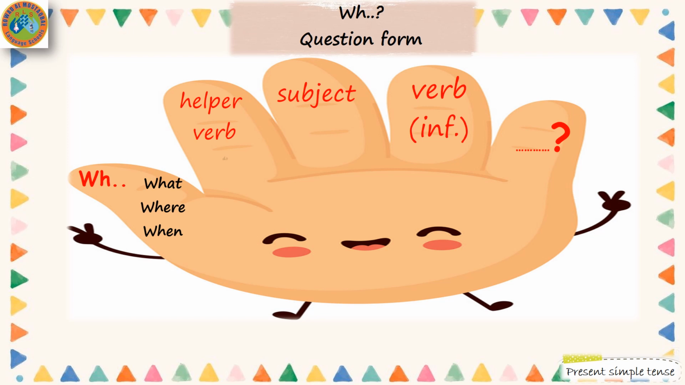If I put do, the subject will be you or we or they. If I put the helper verb does, that means the subject is he or she or it. Then I will put the verb in infinitive, rest of the question, and don't forget the question mark.